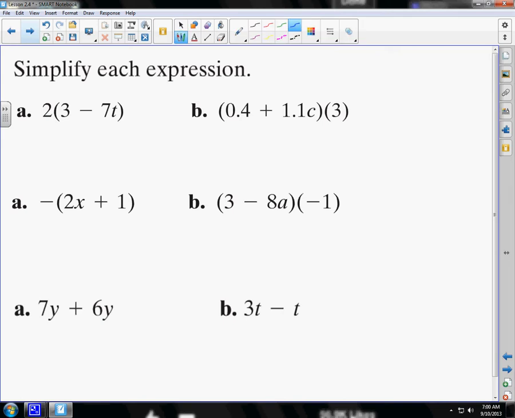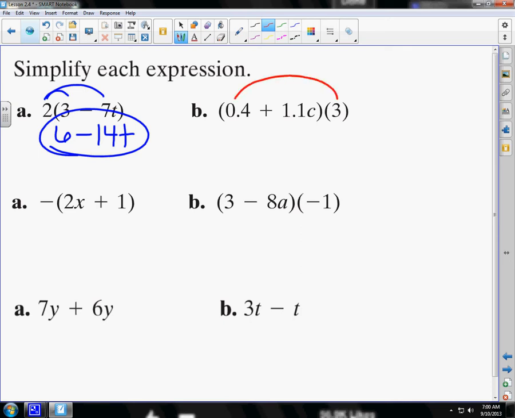All right, so you know me, I like to draw my little rainbows. So 2 times 3 is 6, and 2 times 7 is 14. Now, I bring my subtraction sign, so then I just get 6 minus 14t. I cannot combine those because they aren't like terms. They both don't have a t, so I cannot add them or subtract them together.